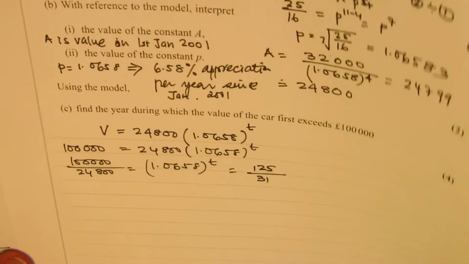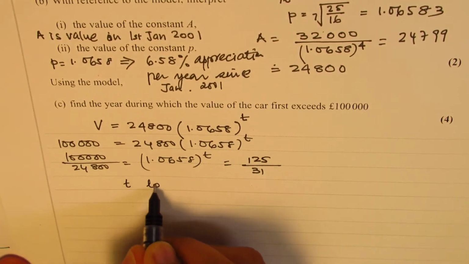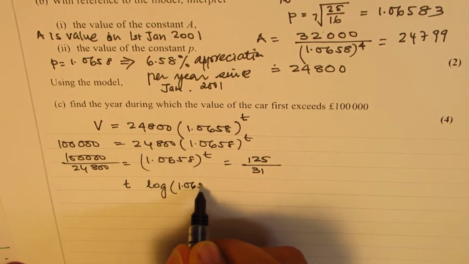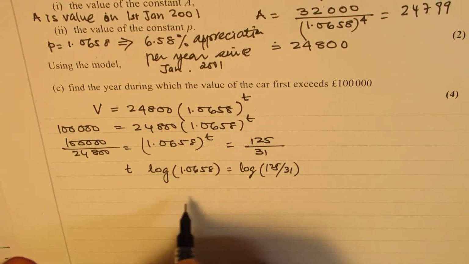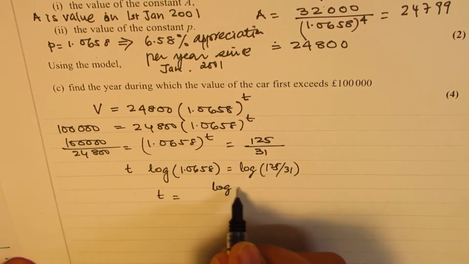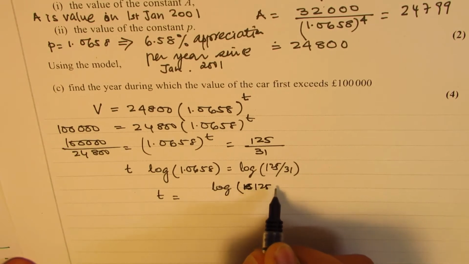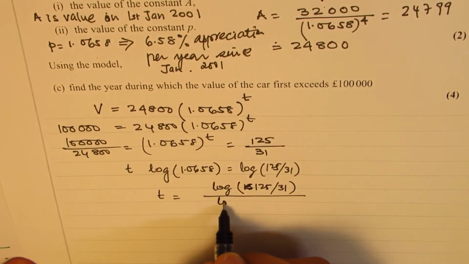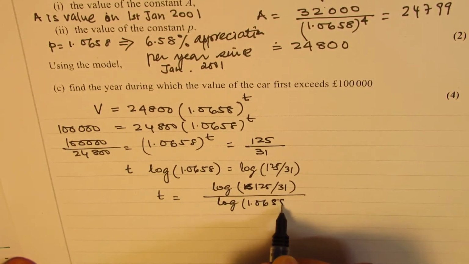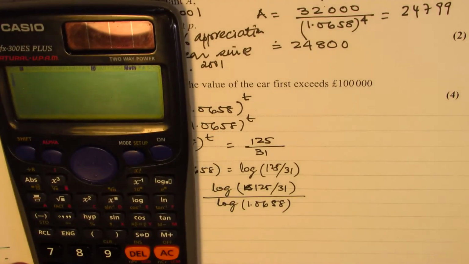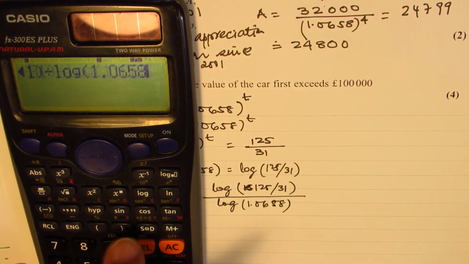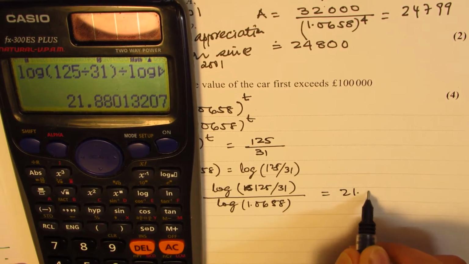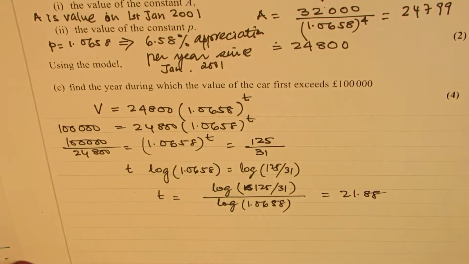To solve this equation, we should take log both sides. So we'll take log both sides. We say T log of 1.0658 equals log of 125 by 31. So that gives you the value of T as equal to log of 125 over 31 divided by log of 1.0658, right? Okay. So let's do this. You can use log or ln. Log of 125 divided by 31, and then we'll divide this by log of 1.0658. That gives you 21.88. That means the value of T is more than 21, right?